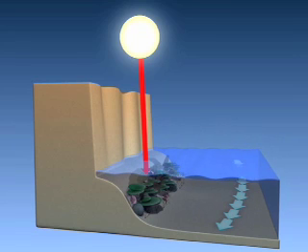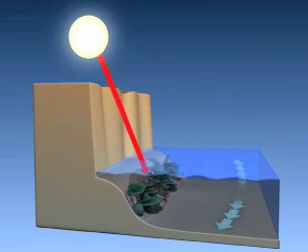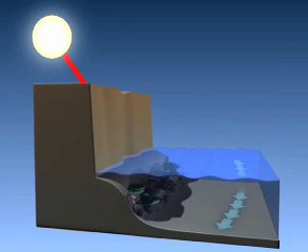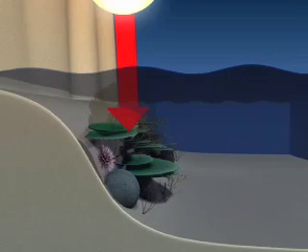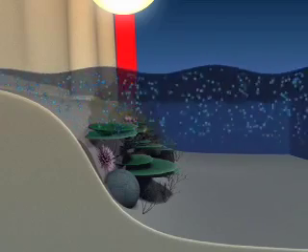Shading refers to the blocking of sunlight by clouds, high islands, rocks, or other corals. Screening refers to the filtering of sunlight by particles in the water that reduce its intensity.